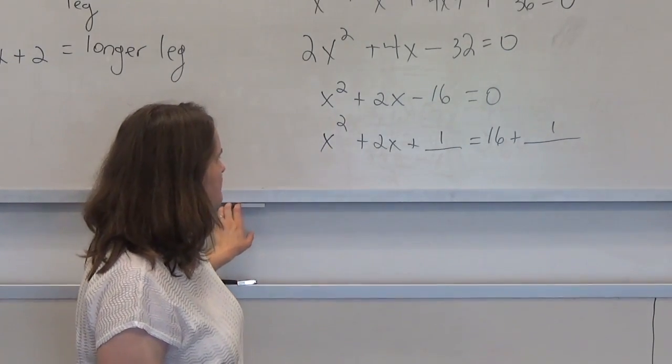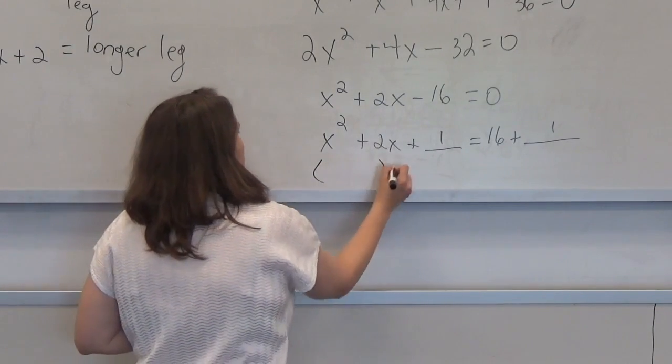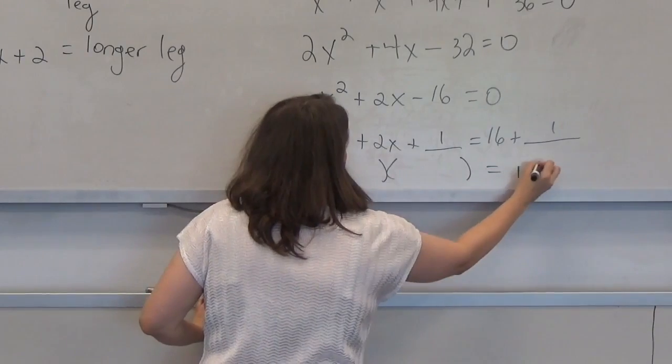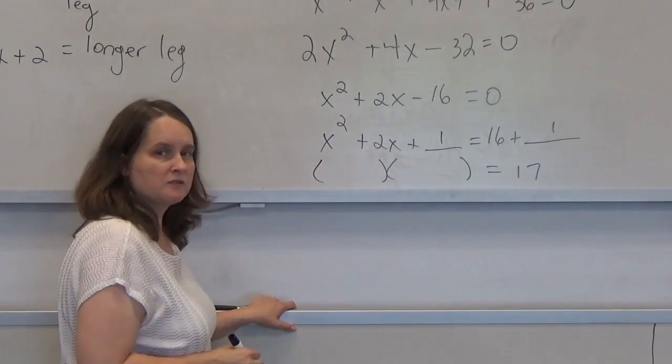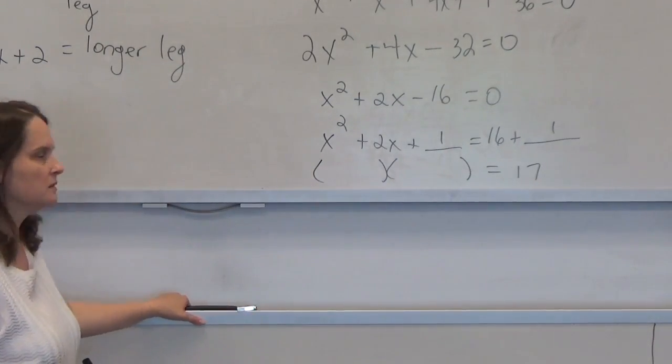All right, and then factor. Remember, this needs to give us a perfect square when we factor, and then you've got 17 on the other side. All right, so just maybe pause the video for just a second. Go ahead and see if you can factor that and see how far you can get.